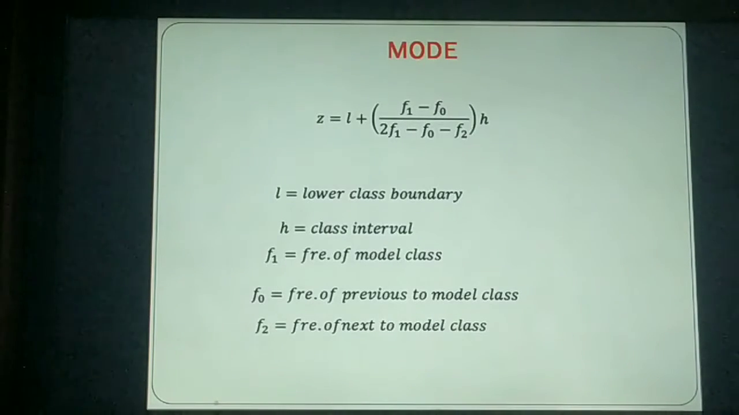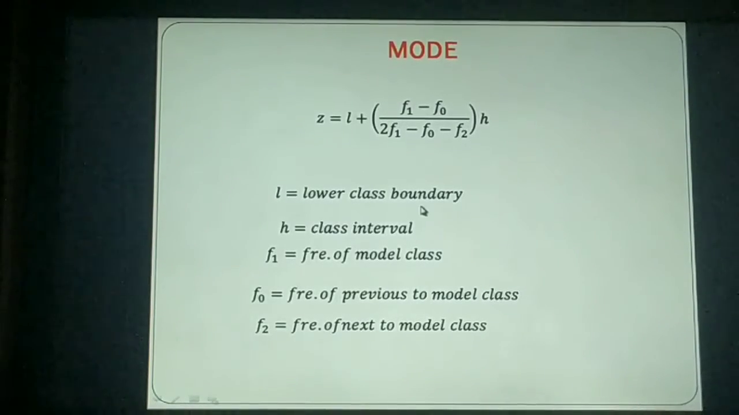Last time we saw how to find the median for grouped data. Now we will see the mode for grouped data. The formula is Z equals L plus (F1 minus F0) upon (2F1 minus F0 minus F2) into H.